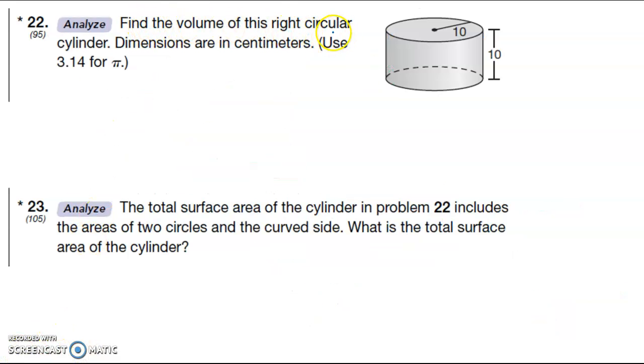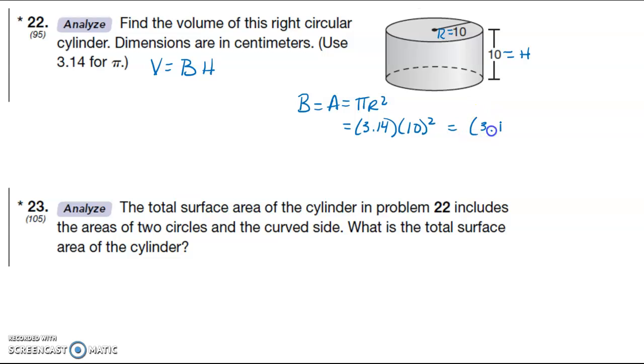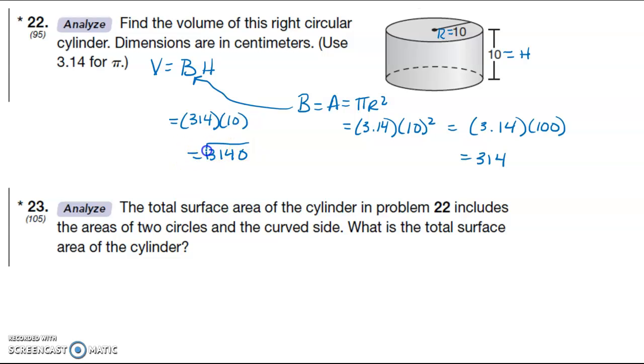Okay, find the volume of this right circular cylinder. So the volume is going to be the area of the base times the height. This is my height. My base is a circle, so the area is going to be pi r squared. R is equal to 10. It says use 3.14 for pi. So that's my area of the base. I'm going to plug that in right there. 314 times 10. That's my volume.